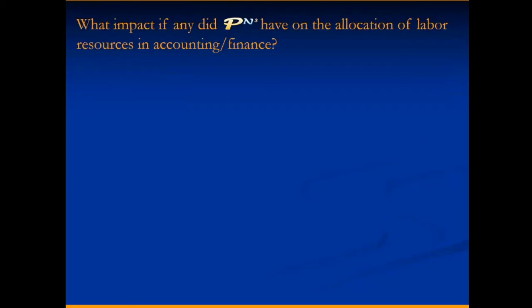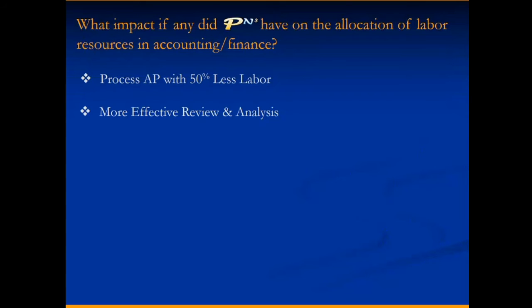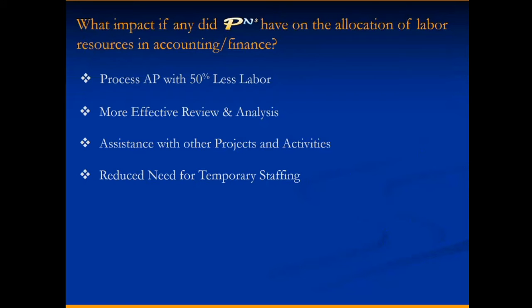Secondly, we also asked during that webinar, what impact did PN3 have on the allocation of labor resources in accounting and finance? Here's a quick view of what some of those answers were. It allows their AP team, and sometimes that AP team is one person, sometimes it's multiple people, to process AP in 50% less time. And by doing that, it allows them to do more effective review and analysis, assist with other projects in accounting and finance, and reduces the need to bring in temporary staffing. So those projects that you've been trying to do for months or years, it now frees up your staff to assist with those projects.